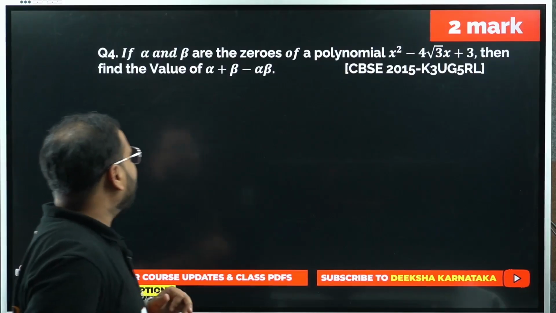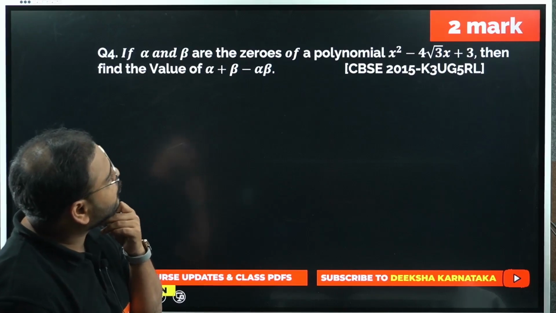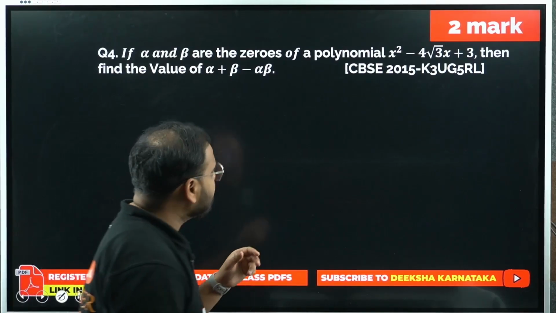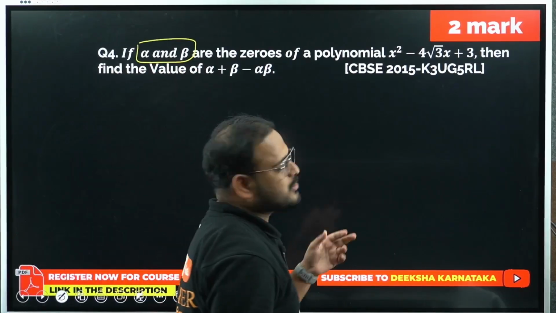Question number 4. If alpha and beta are the zeros of the polynomial x square minus 4 root 3 x plus 3, then find the value of alpha plus beta minus alpha beta. Okay, so they have given the zeros. I don't have to assume it as alpha beta in this case. So let's do what? Find the sum.